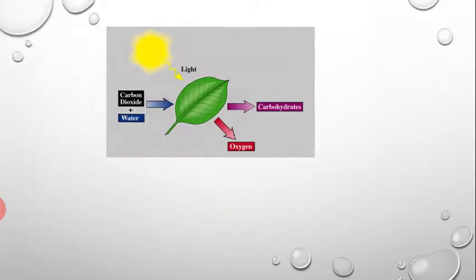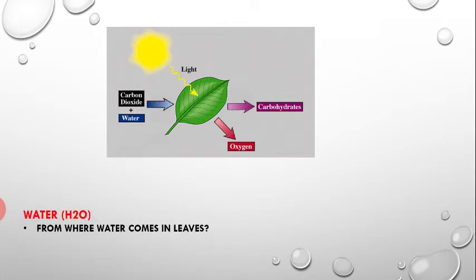So let's start our chapter with a simple picture of photosynthesis. In this picture you can see carbon dioxide and water being combined and turned into a carbohydrate and oxygen. All this process is happening in sunlight and green leaves. So the question is simple: from where is the water coming to the leaves?